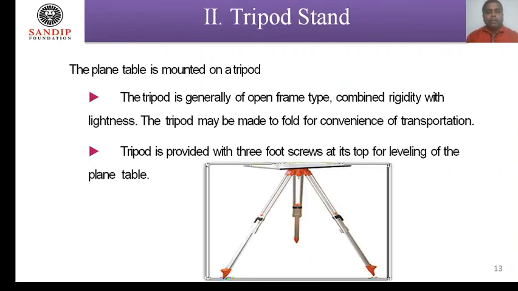Now this is a tripod stand. So tripod stand may be of different material. It may be metallic, it may be wooden. Now this tripod stand is foldable in nature. That means you can fold it and you can carry it outside the laboratory.